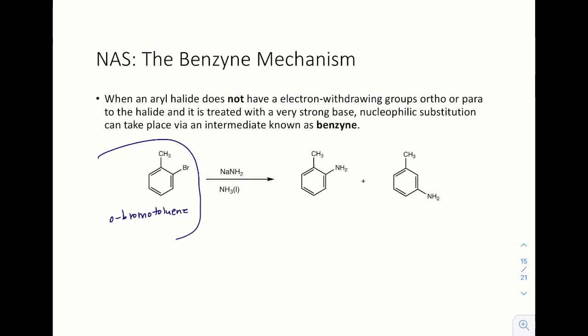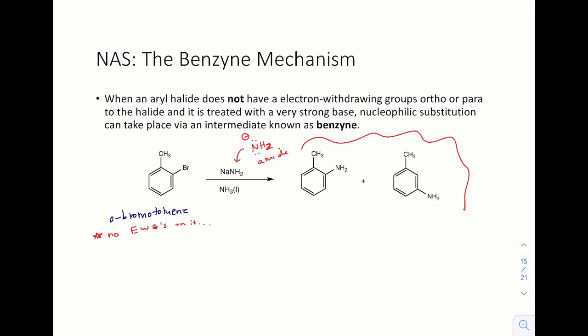When ortho-bromotoluene, which let's just say does not have any electron withdrawing groups on it, is treated with sodium amide, this is a strong base. It can act as a nucleophile as well. Two interesting products are observed.